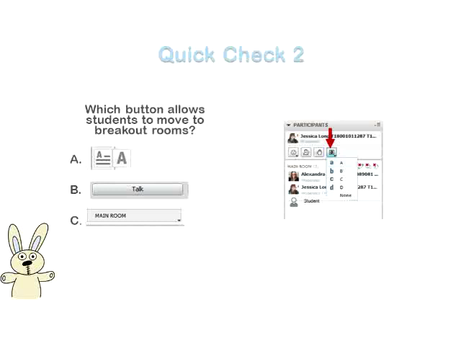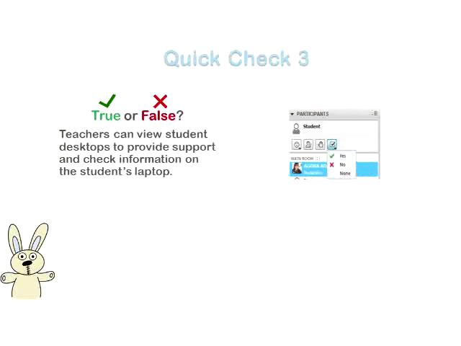You got it, Adriana and friends. It's going to be letter C, that main room button. And you'll be able to move yourselves into breakout rooms when your teacher gives you that privilege. Awesome. I think everybody has that correct answer. We're going to clear the results and move on to number 3.